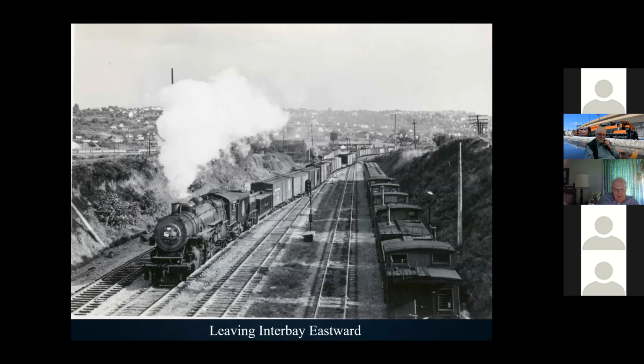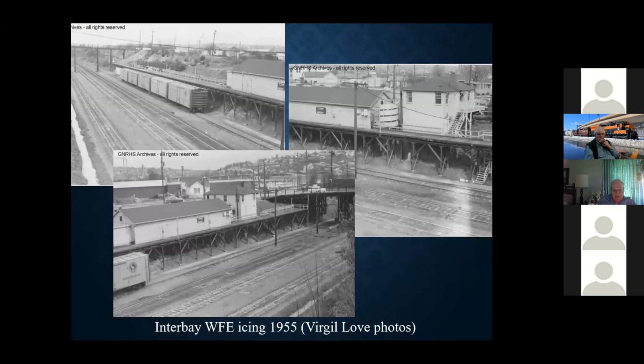And I'll show you in a moment how we've modeled that on the railroad. Now let's look at some other things. I did show this in my last presentation, which was a few years ago at a convention, but it's cool because people like talking about the big icing facilities at Wenatchee and at Whitefish, and those are pretty well known. Well, Seattle had one too.